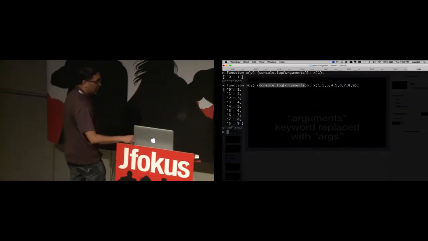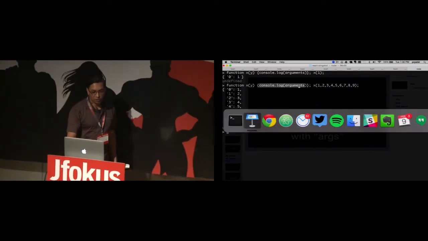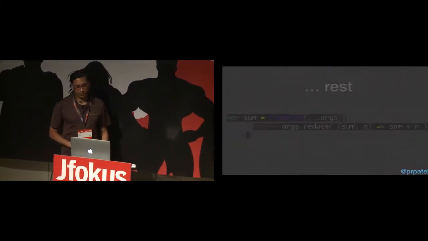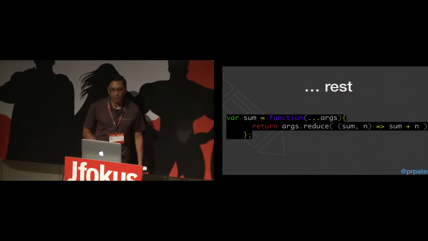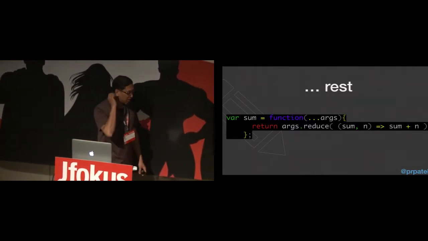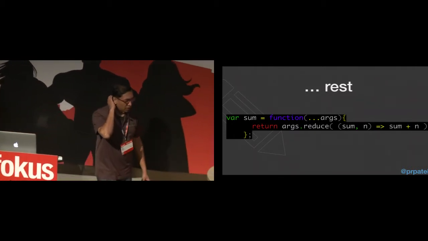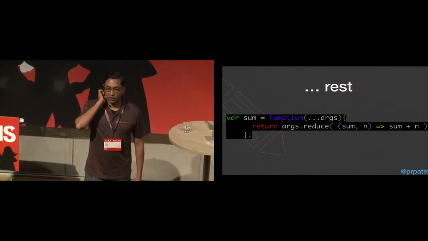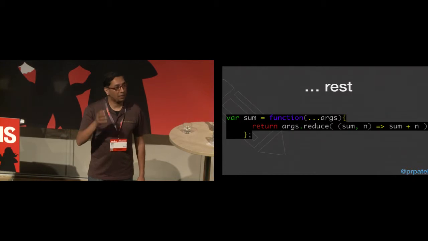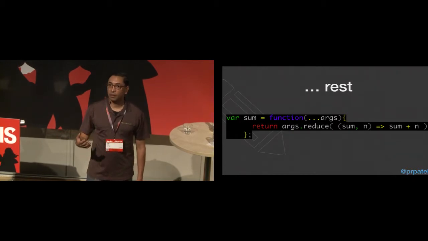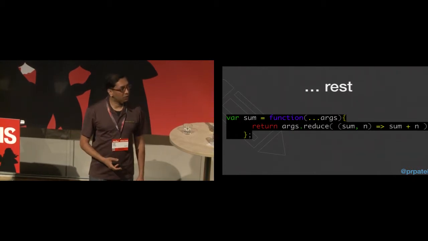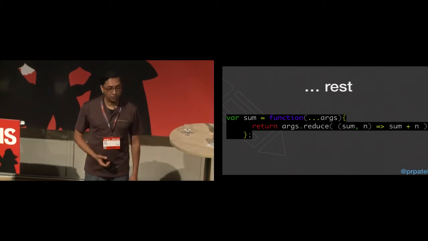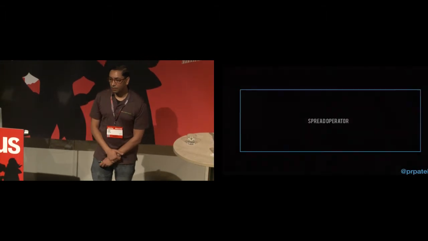Thankfully, that's what they've done in ES6. Instead of arguments, you have access to args now, to make it sufficiently confusing. So what we can do now is, using something called the rest operator, the triple dots here, we can say function ...args, and then that args is actually an array. So it makes writing functions that need variadic support much nicer.